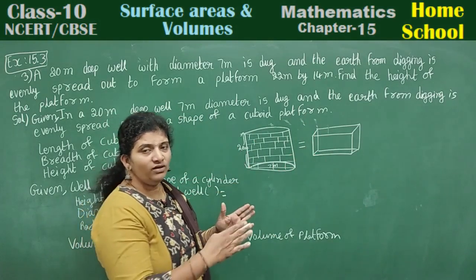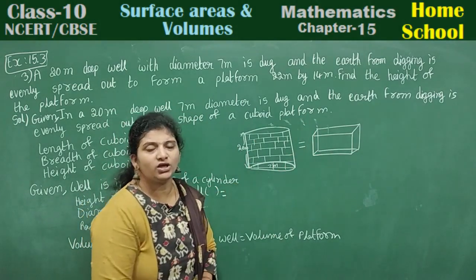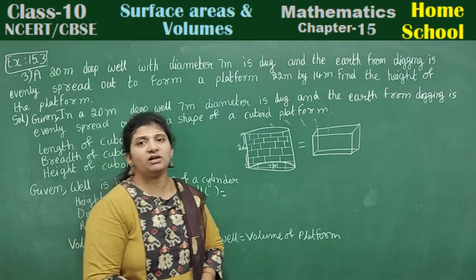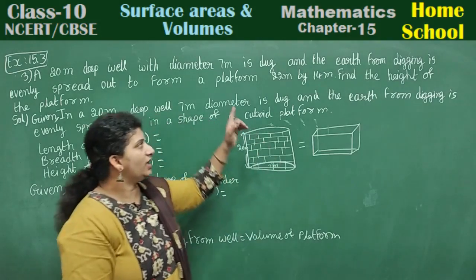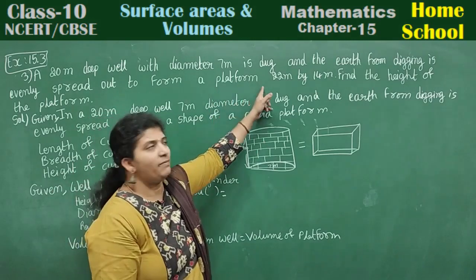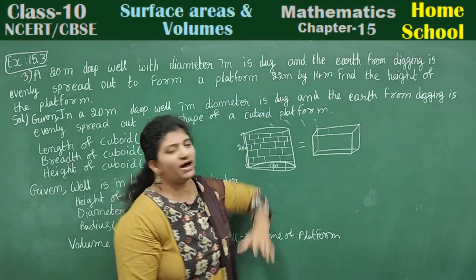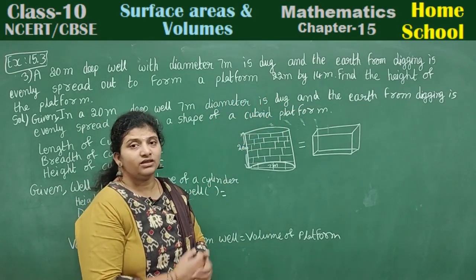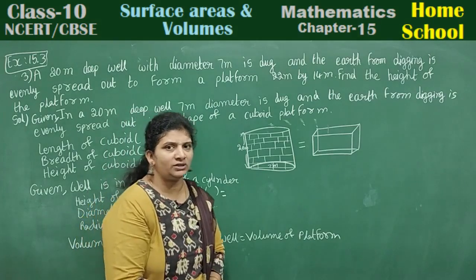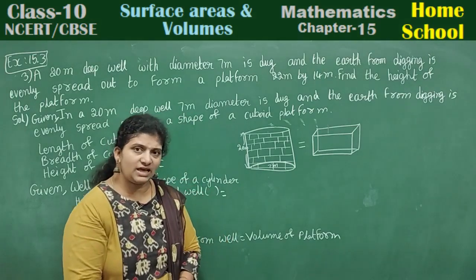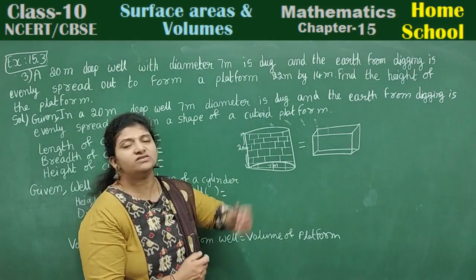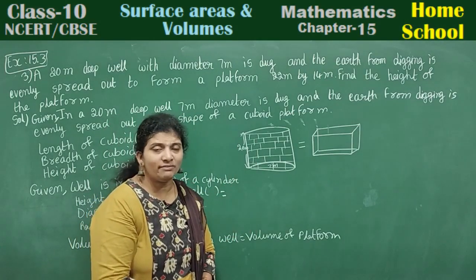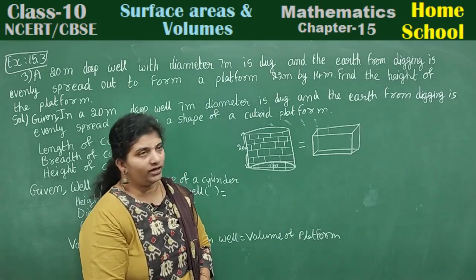That platform will be in the shape of a cuboid. Which shape will it be? Cuboid. Why are we saying it is a cuboid? Here in your question you can see the platform is 22 meters by 14 meters. The two dimensions are different. If the dimensions are the same, we can say that it might be a cube. Two dimensions are different, so we are going to imagine it as a cuboid.